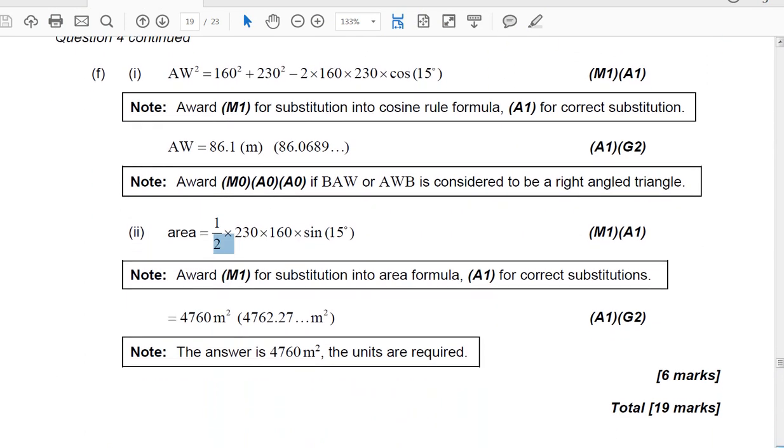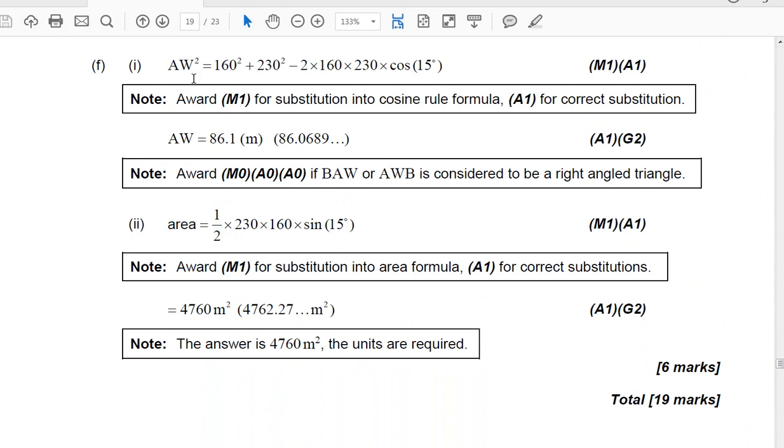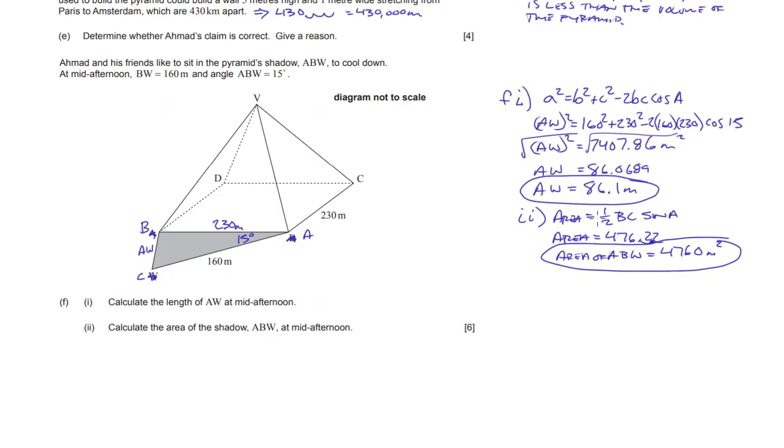There's to figure out our missing side. 160 squared plus 230 minus 2 times 160. We did all this, and we got 86.1. Right? There's our 86.1, and we even showed that. So again, apparently it's a good idea to show this number before you round it. Earlier on there, it took away a point if we didn't show what we rounded from. So I guess it's a good idea to show that.